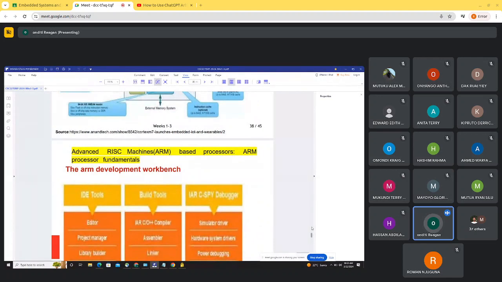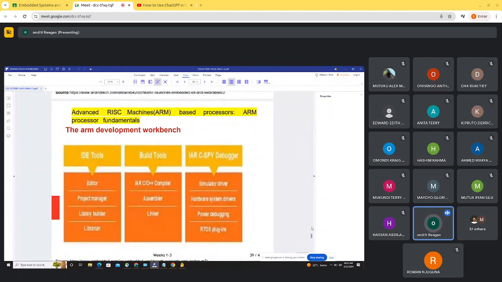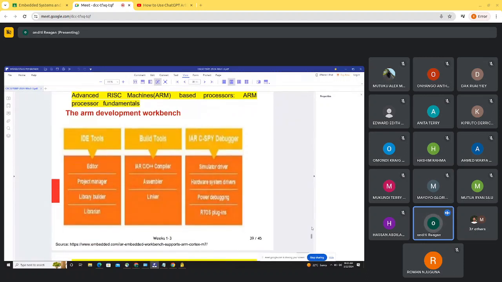So the ARM development workbench. This is basically when it comes to development of how the ARM functions. There's the IDE tools, there's the build tools, and there's what we call the SPI debug. This is basically the normal environment that you work within when you're developing an application using a given programming language. It goes the same way.